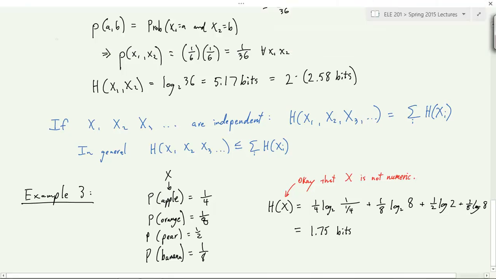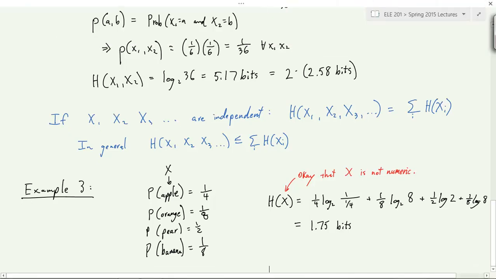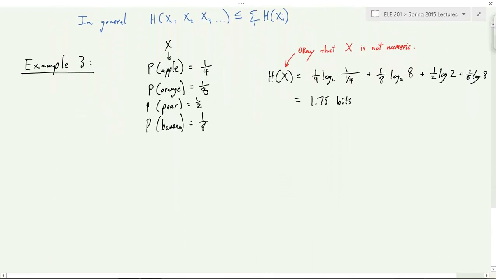Okay, so now we know entropy. You have some homework problems on calculating entropy. All right.